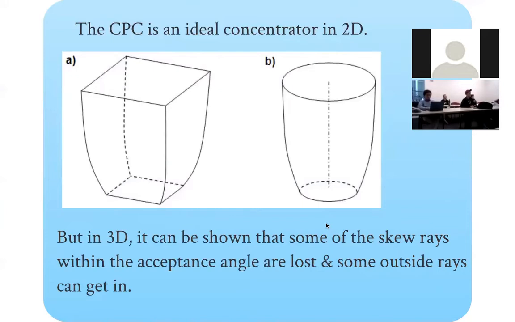it's not perfect. In other words, you will always have some skew rays within the acceptance angle that are lost. Skew essentially means rays that are at an angle to both planes of interest. So if you take the 2 planes orthogonal to this surface here, and you have a ray coming at some strange angle, that's referred to as a skew ray. So the acceptance function of a CPC in 3 dimensions is never perfect. It's not 100%.